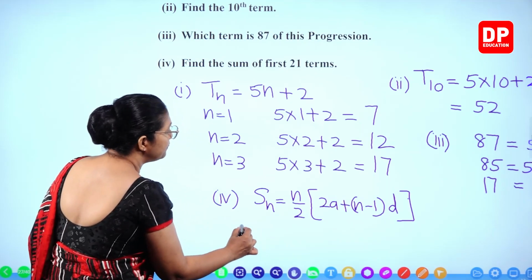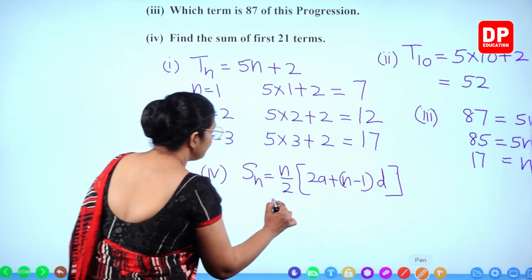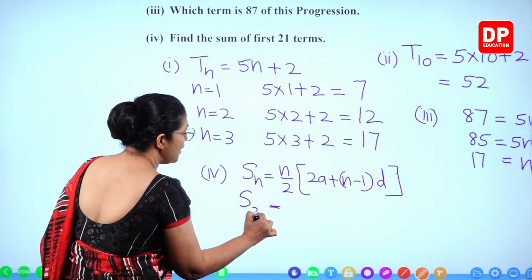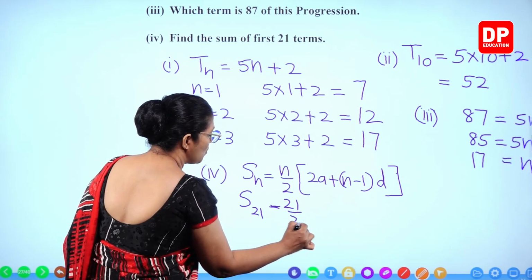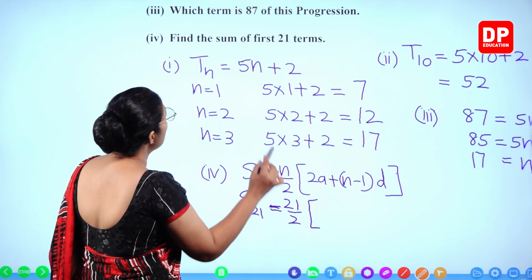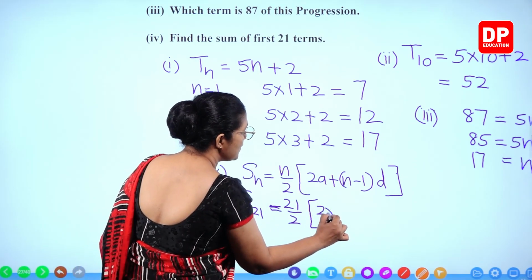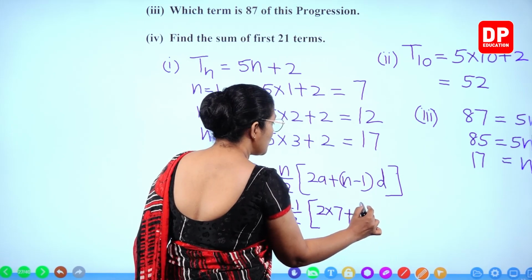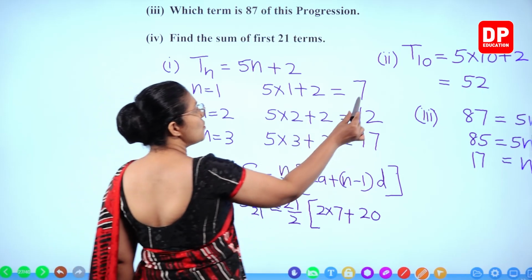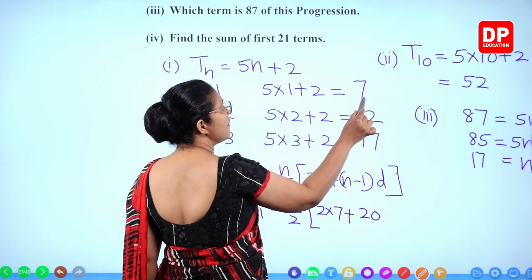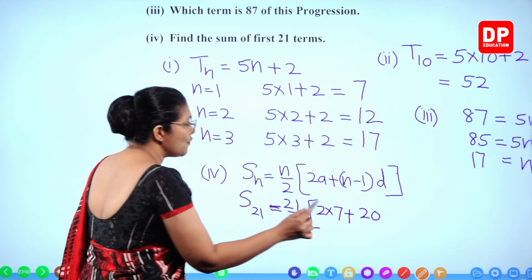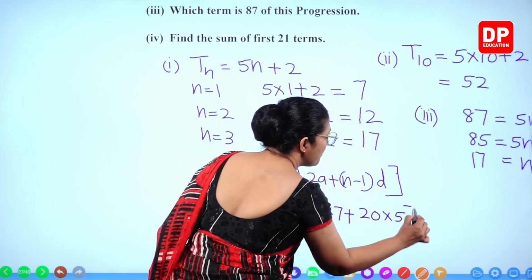So S21 is what we need. So 21 divided by 2. Then the first term we know is 7. So 2 times 7, and 21 minus 1 is 20. And what is the common difference? The difference between any 2 terms here: 12 minus 7, that's 5, or 17 minus 12, that's 5. So the common difference is 5.